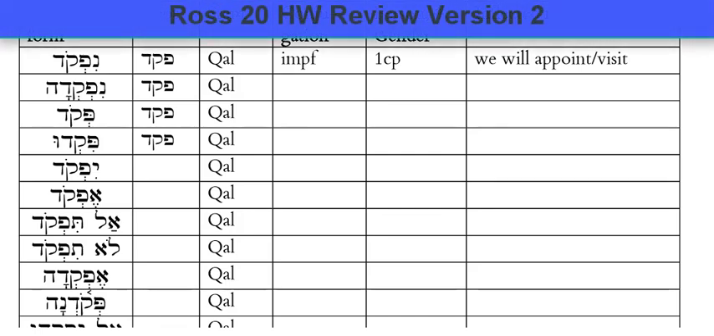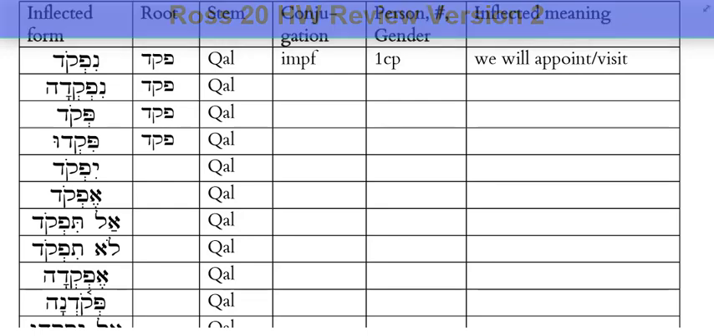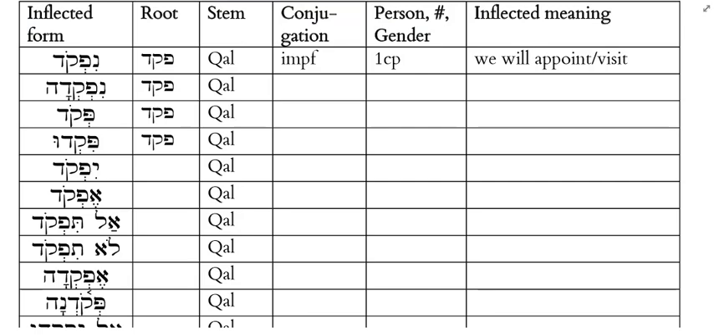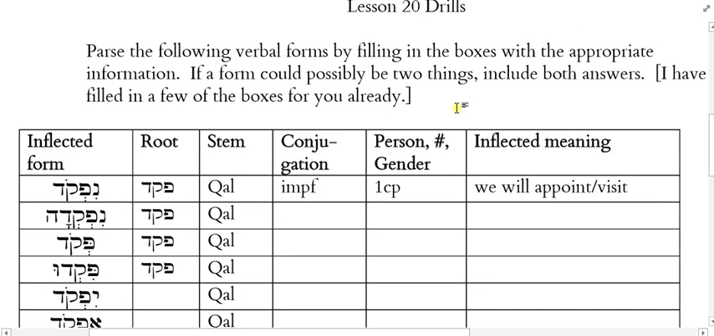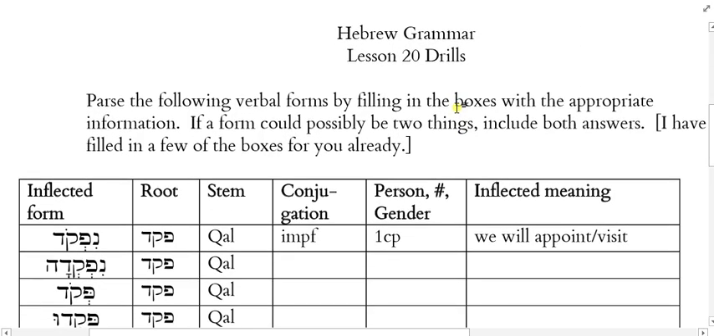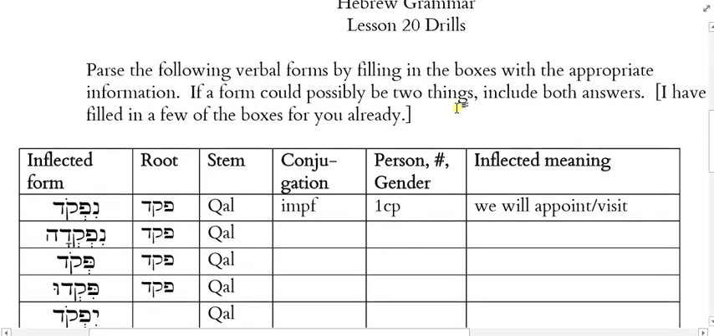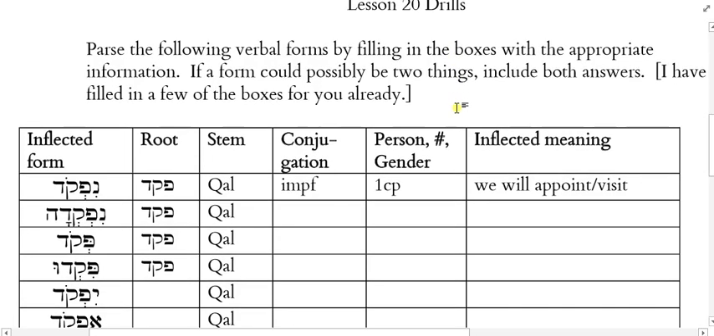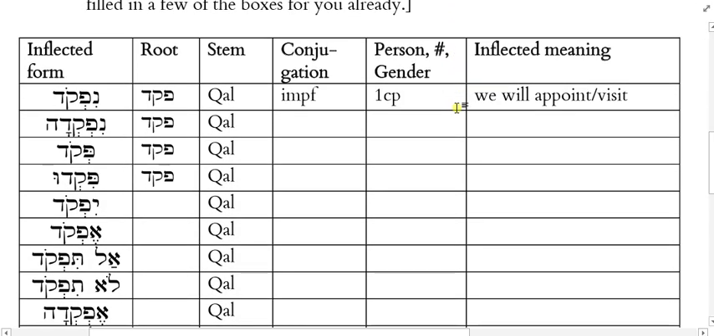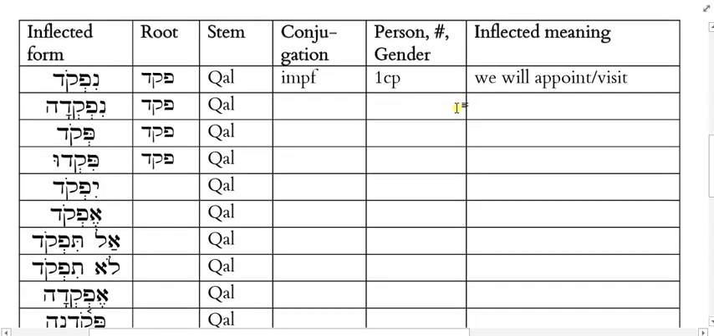Okay, let's take a look at chapter 20 homework. We want to start with the drill sheet. Before we do the Ross translation exercises, there's the drill sheet. There is an answer key to the drill sheet on my website, so make sure that you use that to check yourself. But are there any questions? I can work through any of these problems with you.